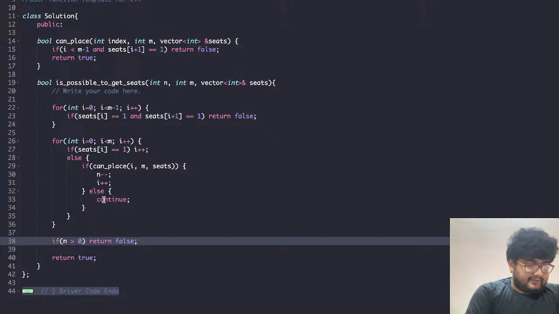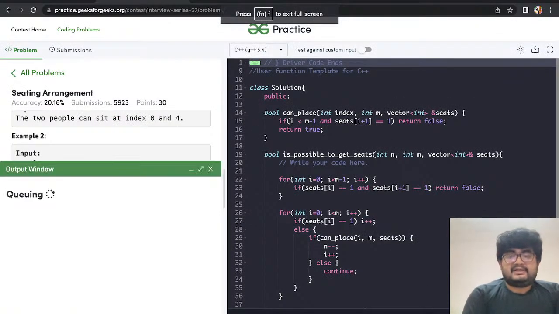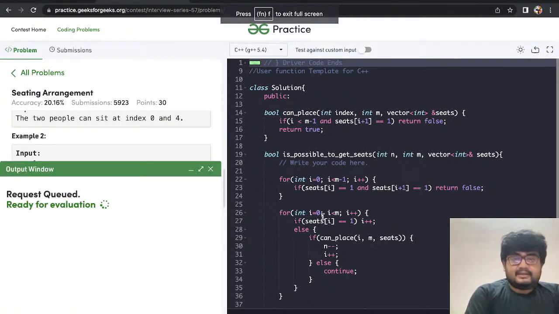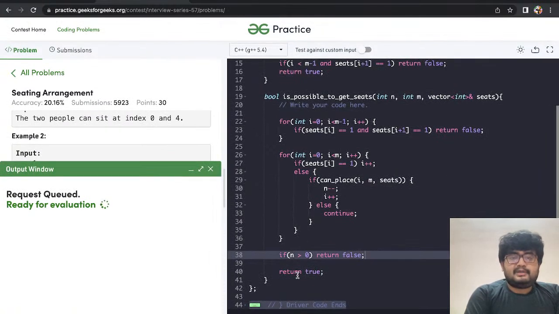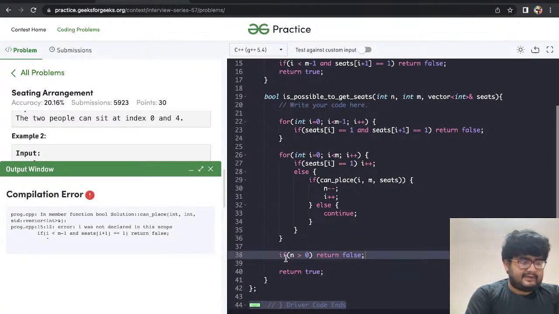This code won't work for this test case. 1 7 0, 1 1 1. These should work, I believe. We'll test it out, right? We'll test it out as well on your test case, because n should be greater than 0, like 1 7 0 when it's 1 7 0.